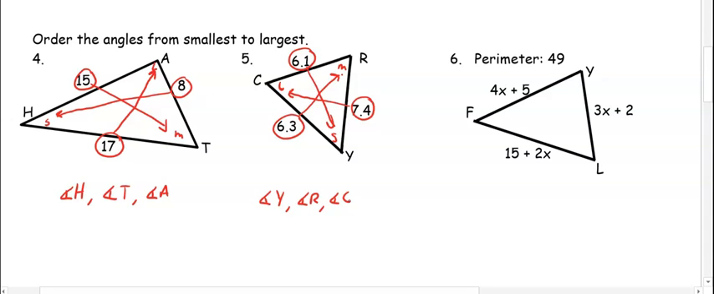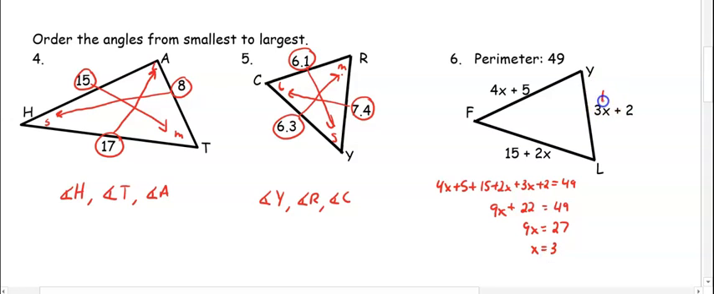Now in number 6, we don't know the sides yet, but we can use the perimeter to solve for x. So we know that all of the sides add up to the perimeter. So 4x plus 5 plus 15 plus 2x plus 3x plus 2 is equal to 49. So when we combine like terms, we get 9x plus 22 is equal to 49. Subtract 22 from both sides, so 9x equals 27. Divide, so x is 3.